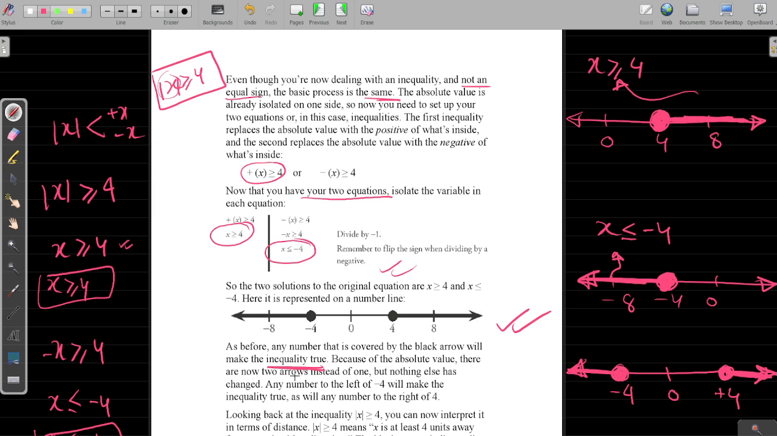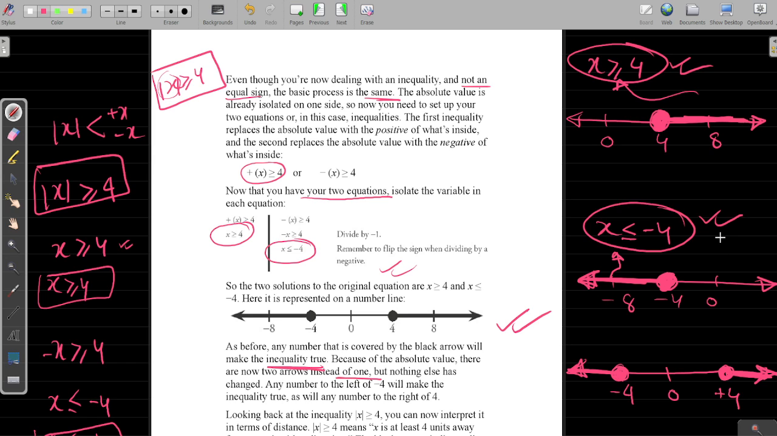Because of the absolute value, there are now two arrows instead of one. Whenever we deal with only this equality, you have only one arrow. Only this inequality, you have only this arrow. But whenever I deal with the modulus, this involves this one as well as this one. That's why whenever you discuss the modulus, our answer will be something like this. So any number to the left of -4 will make the inequality true, as well as any number to the right side.